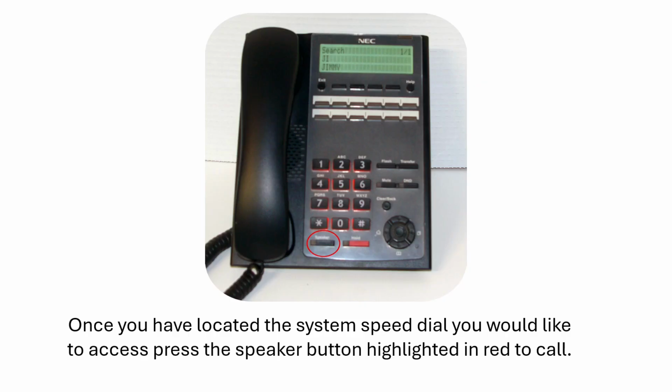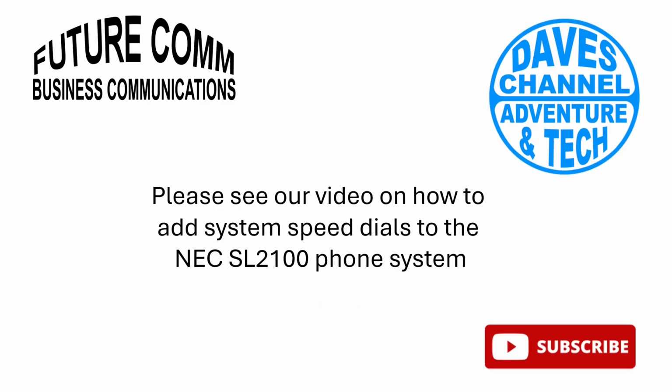Once you have located the system speed dial you would like to access, press the speaker button highlighted in red to call. Please see our video on how to add system speed dials to the NEC SL2100 phone system.